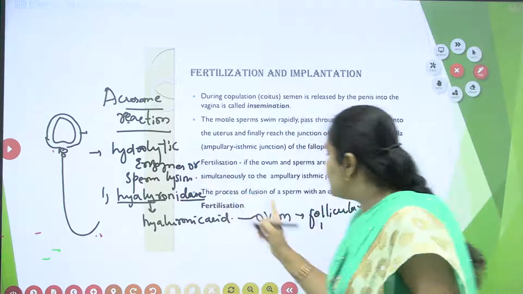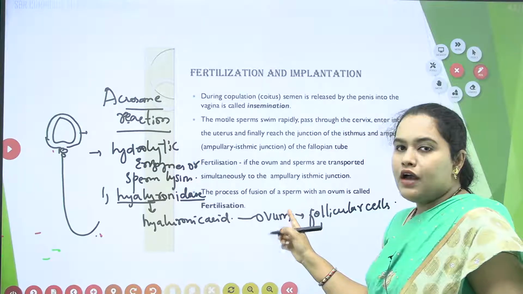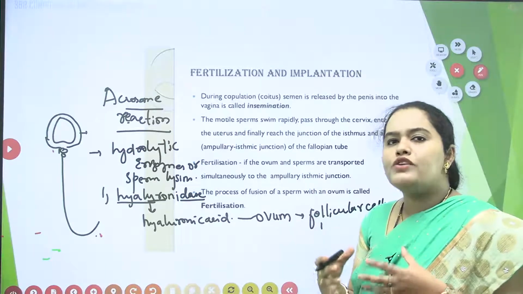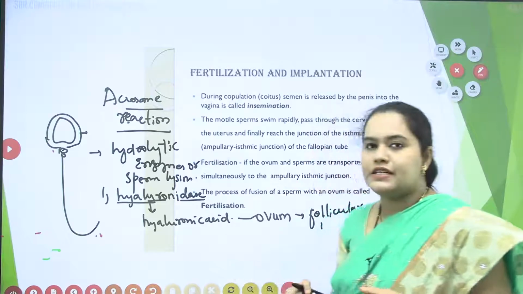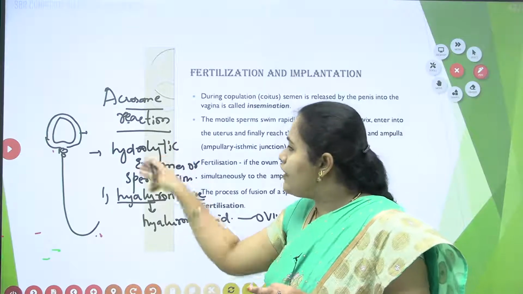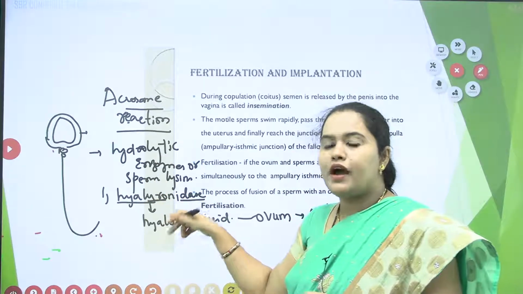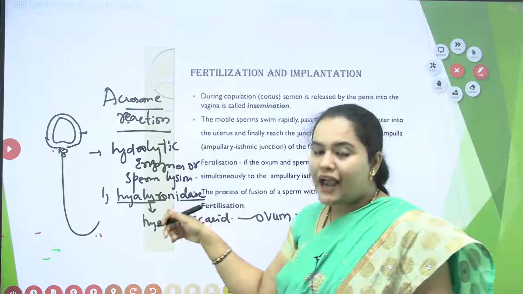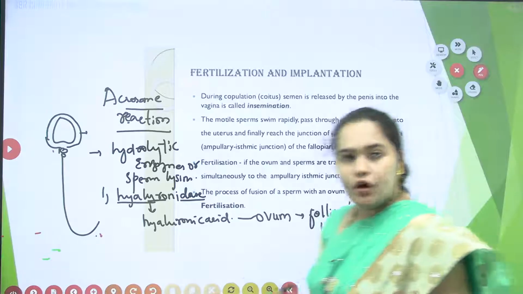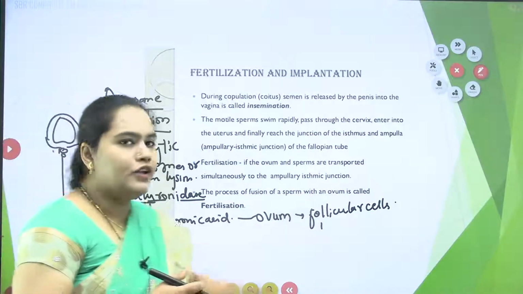But the sperm has to reach the ovum. Above the ovum, follicular cells are there, compactly joined together by means of hyaluronic acid. That is why one type of hydrolytic enzyme is the hyaluronidase. This enzyme will dissolve the hyaluronic acid, which acts as a cementing factor between the follicular cells, so the follicular cells get loosened.